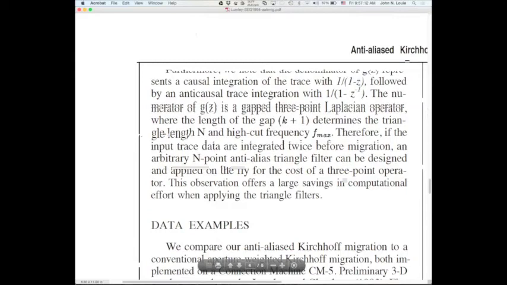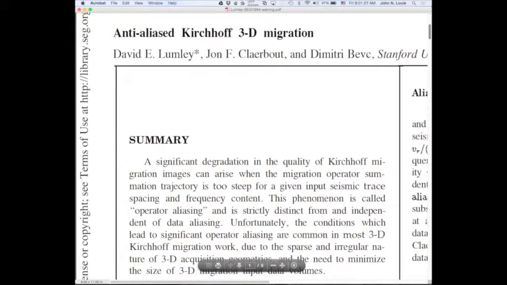Okay, we're going to have a more informal session today because I'm unprepared. We're going to go through Lumley, Clairbout, and Bedick's anti-aliased Kirchhoff 3D migration SEG expanded abstract. And this is the great thing about SEG meetings and really a lot of engineering meetings. You can go and watch an amazing presentation, which is what I did.